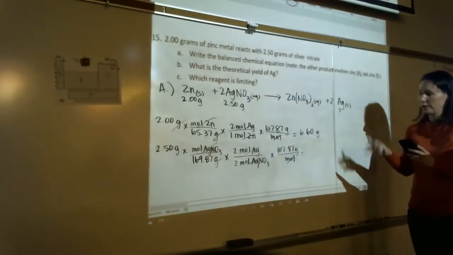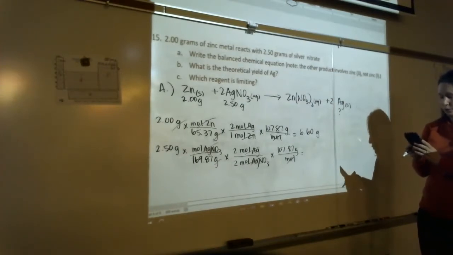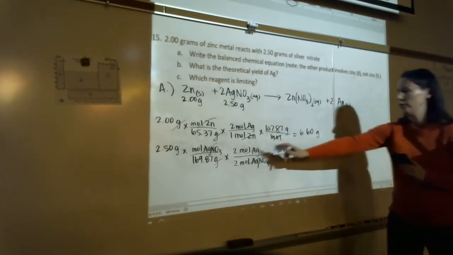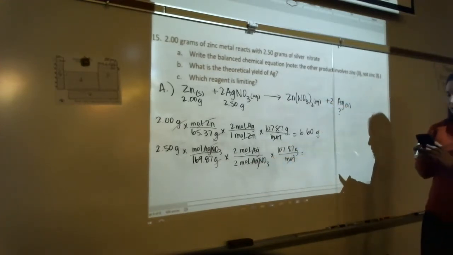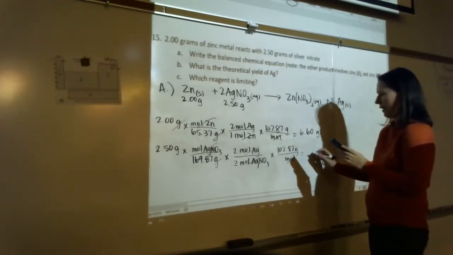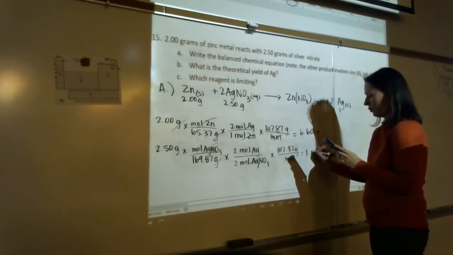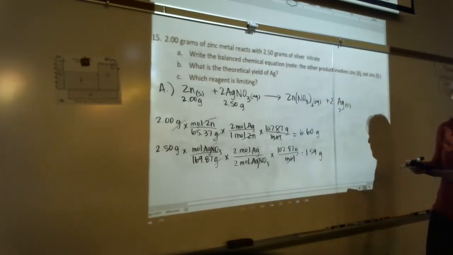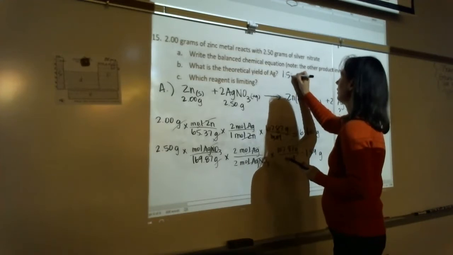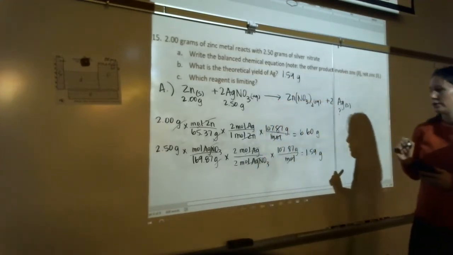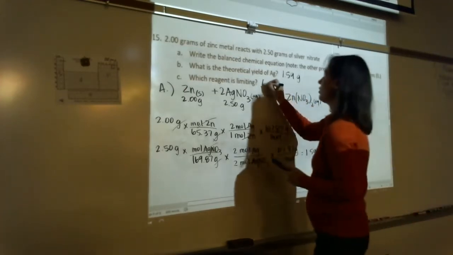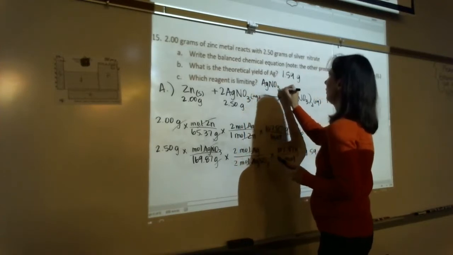So now multiplying straight across and dividing up. So 2.5 times 107.87, right? Because 2 over 2 is 1, so that cancels. Divided by 169.87, I got 1.59. So which is my theoretical yield? 1.59. And which is the limiting reagent? AgNO3.